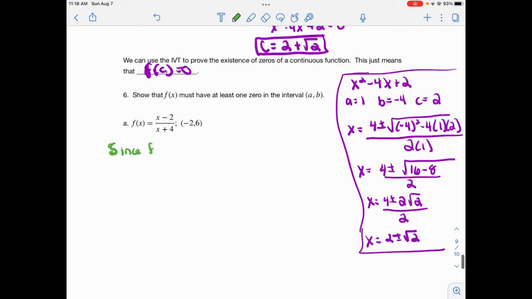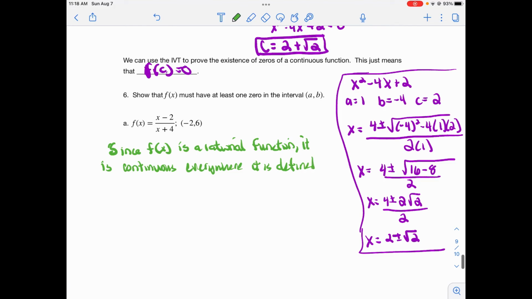Since f of x is a rational function, it is continuous everywhere it's defined. And it's defined everywhere except where you'd divide by 0, so set the bottom equal to 0. So that's -4. That is, f of x is continuous from negative infinity to negative 4, union negative 4 to infinity.